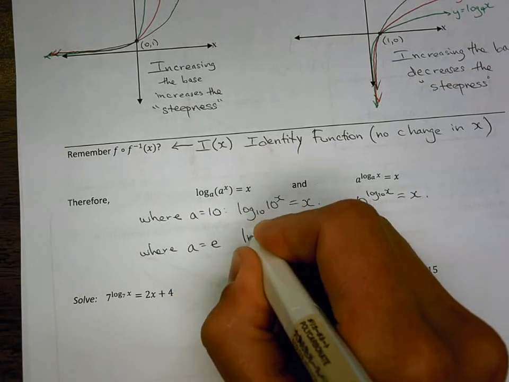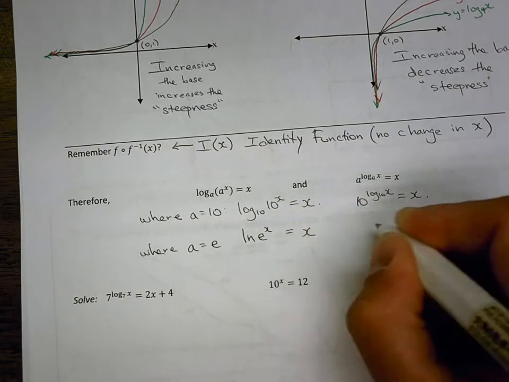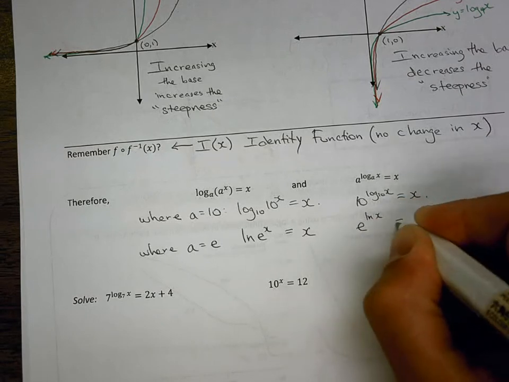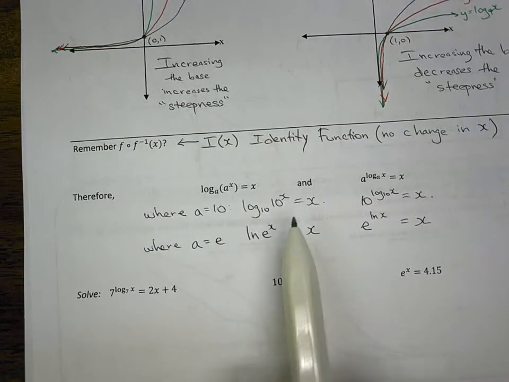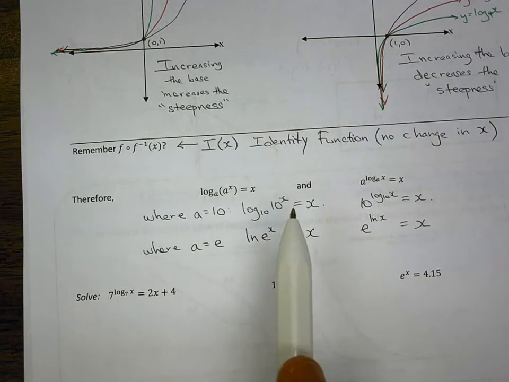What about if a is equal to e? Then we'd have ln of e to the x. The ln and the e undo each other, so I'm just left with x. Or if I have e to the ln x, the e and the ln undo each other, I'm just left with x. IB is all about questions like this. They're very quick, right? You can look at this, it's overwhelming, but then you can jump right to that.